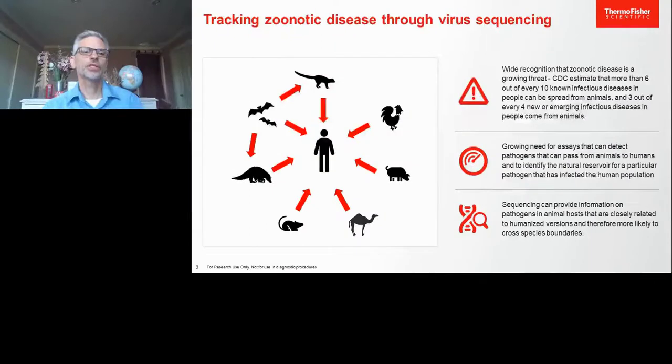So I want to switch gears now and talk a little bit about the use of Sanger sequencing for zoonotic disease. There's wide recognition of zoonotic disease as a growing threat. In fact, the CDC estimates that more than 6 out of every 10 infectious diseases in people can be spread from animals. And in fact, 3 out of 4 new or emerging infectious diseases actually pass from animals into people.